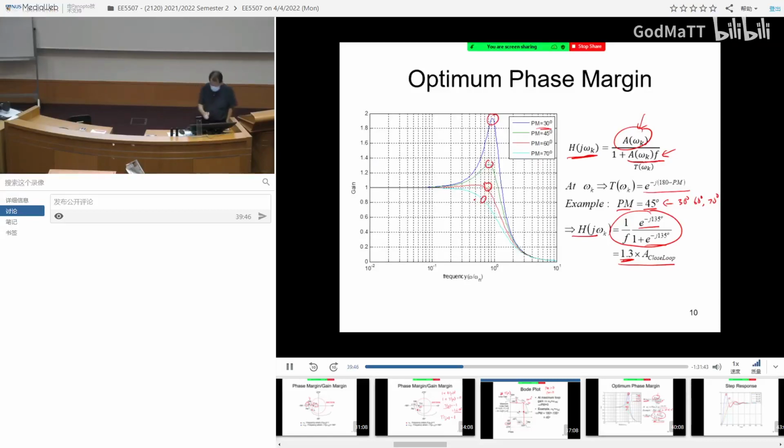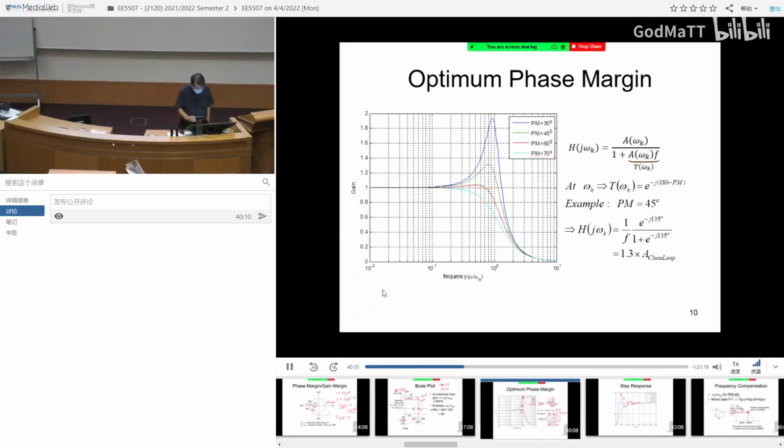Okay? So for 70 degrees, you don't have any peaking. For 60 degrees, also quite nice. Very negligible peaking. But once you go to 45 degrees and 30 degrees, you start to see peaking. It doesn't mean the system is not stable, but the system is undesirable because it's going to have a lot of ringing.